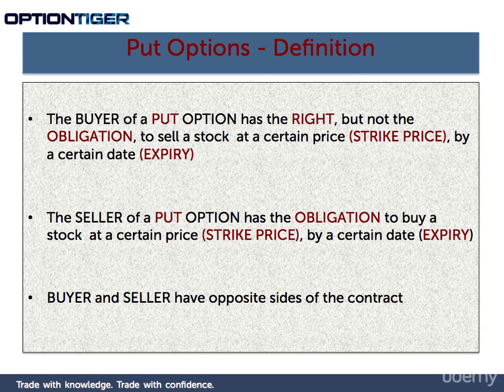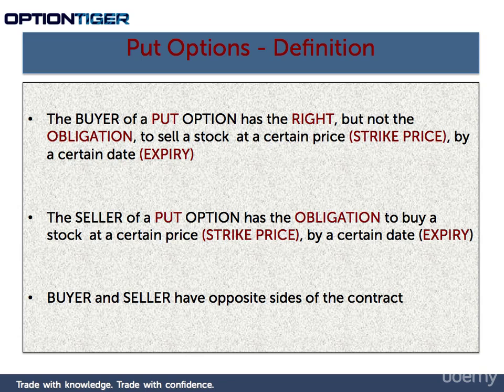Let's now define a put option in its formal definition. The buyer of a put option has the right, but not the obligation, to sell a stock at a certain price called the strike price by a certain date called the expiry date. So now this definition should sound very familiar to the call option. It's very similar except for a change in one word, and that change is the word sell.